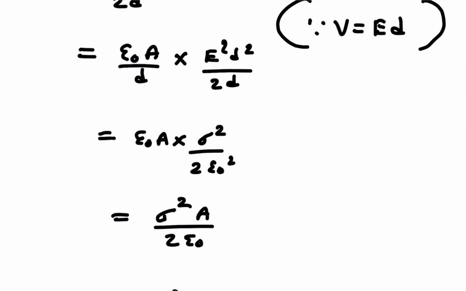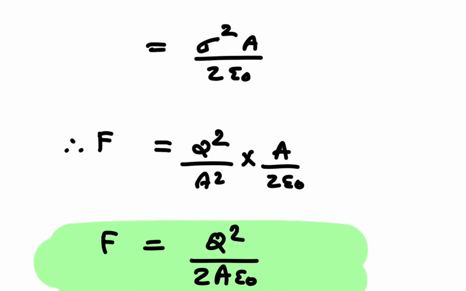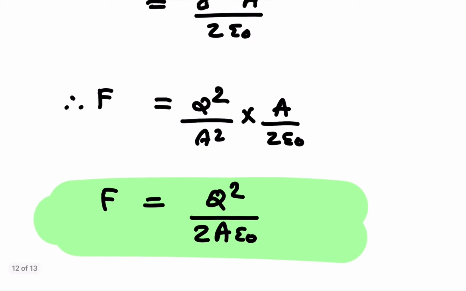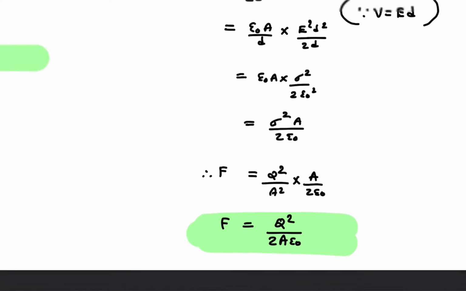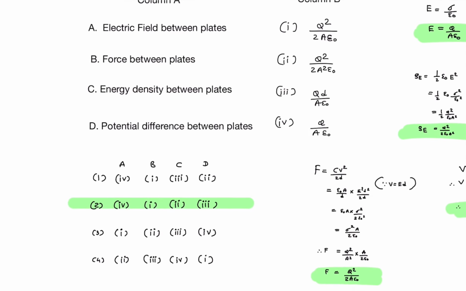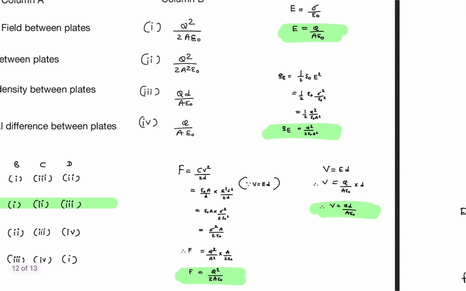In place of E we can write sigma upon epsilon naught, that is E square becomes sigma square upon epsilon naught square. So after simplifying, the force between the two plates of the capacitor comes out to be Q square upon A square into A by 2 epsilon naught. So F is equal to Q square upon 2A epsilon naught. That is the force between the two plates of the capacitor.